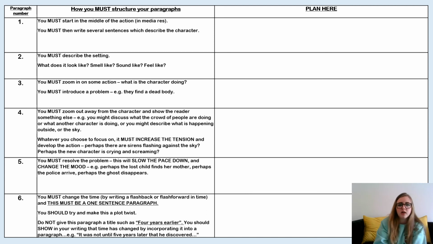Start in the middle of the action. Try and describe the character at the start, then try and do the setting. You zoom in on action, introduce a problem, zoom away, look at something else, resolve the problem. You can intertwine these, but just don't start off with describing the setting, and try and start off in the middle of the action, because these are things that are going to get the structural marks.